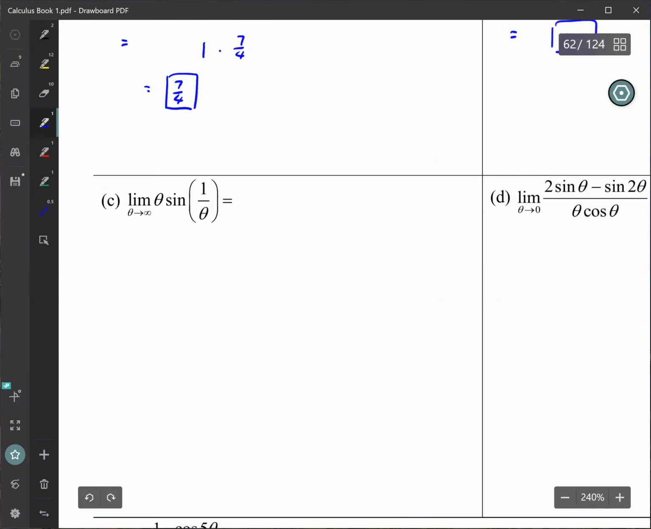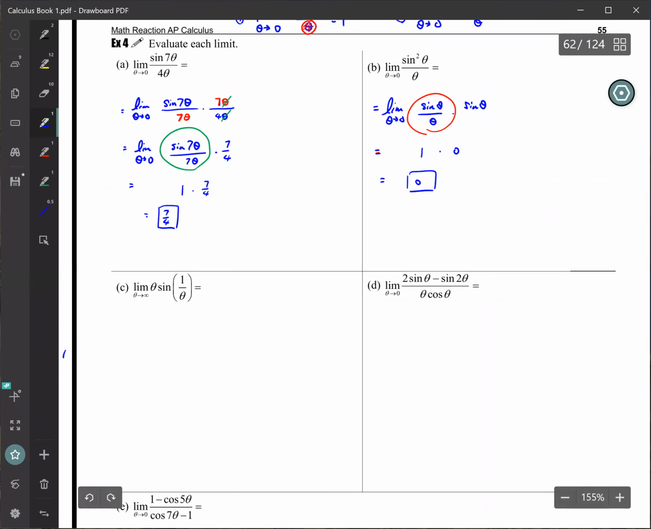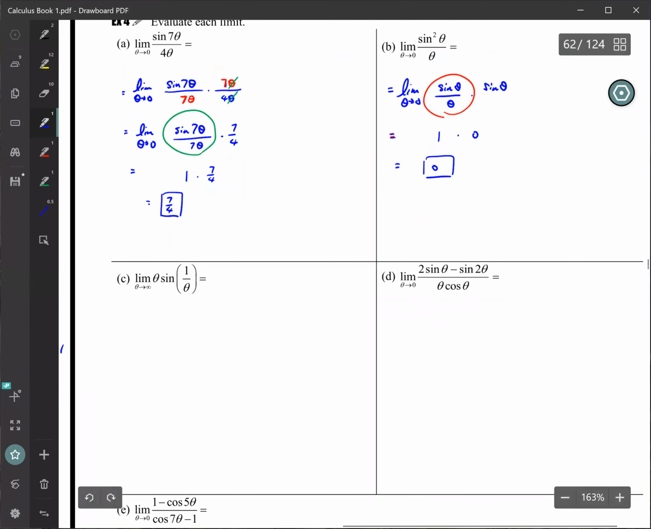All right, so let's look at C, okay? C is different from A and B in what way? Take a look. What's the difference? Wait, I have a question, Jason. Is sine 1 over theta the same thing as sine theta to the -1? Yes. But then the -1 should be inside, like sine of theta to the -1? The exponent should be inside, right?